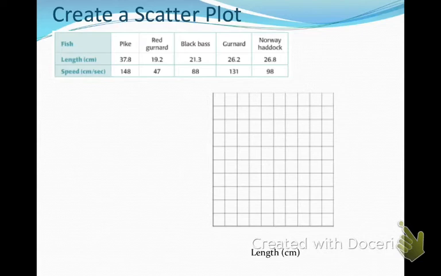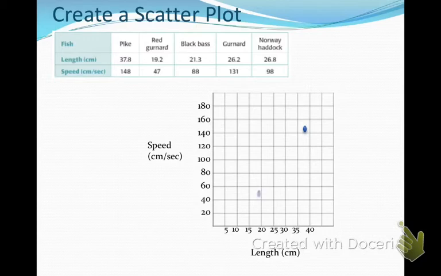So my x value is my length, my y value is the speed, and I need to number each axis. So I choose to count by 5s on the x, and I selected 20s for the y's because I need to go as high as 148. And now I plot each point as an ordered pair. So 37.8 to the right and up 148 is about here. You might want to pause the video and go through and plot all your ordered pairs.